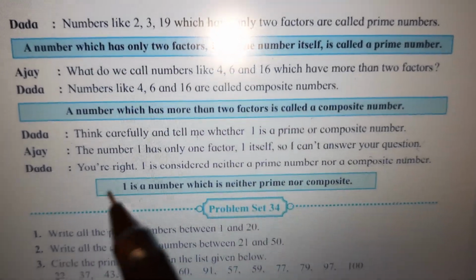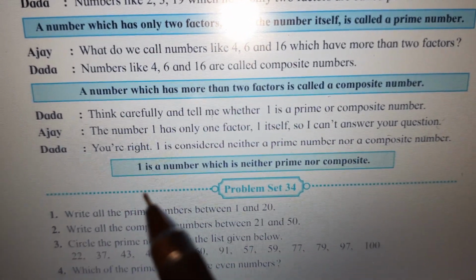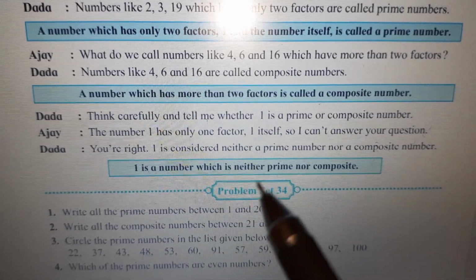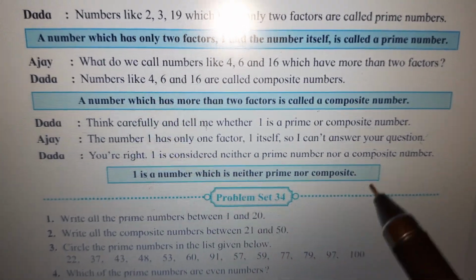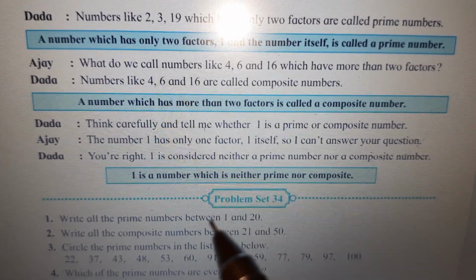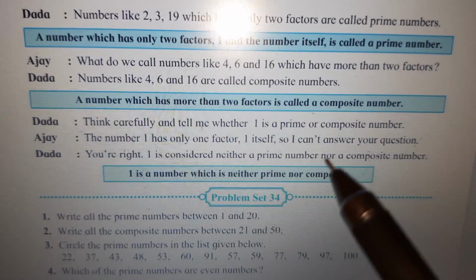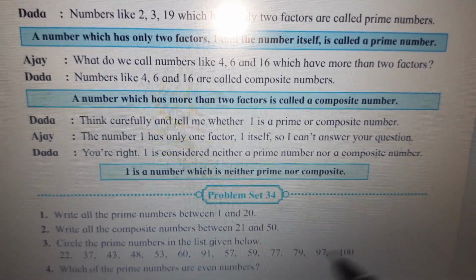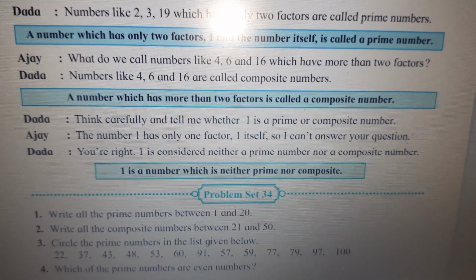What about number 1? 1 is very special, unique. 1 is a number which is neither prime nor composite. So please understand, children, 1 is neither prime nor composite. It is not a prime number, and it is not a composite number.